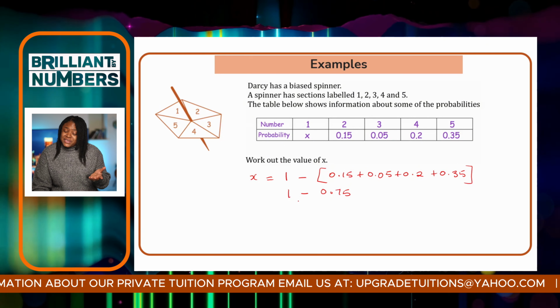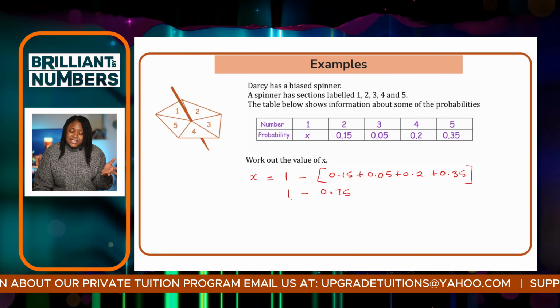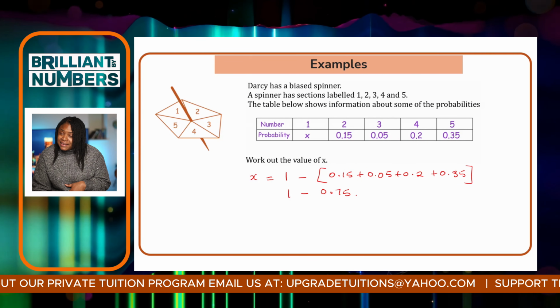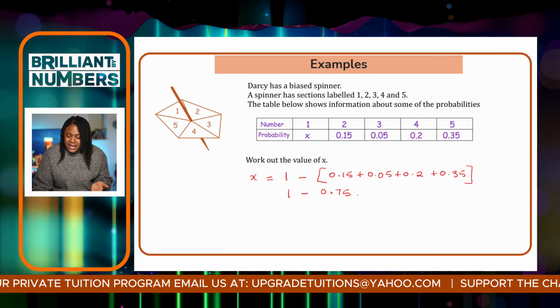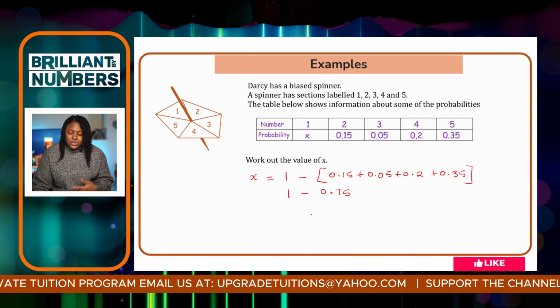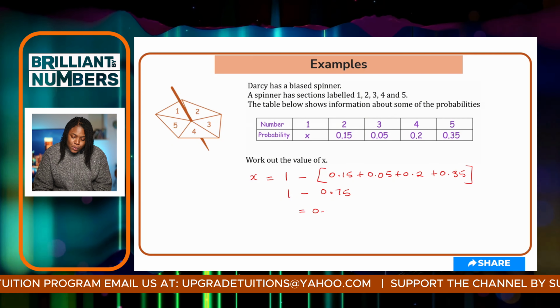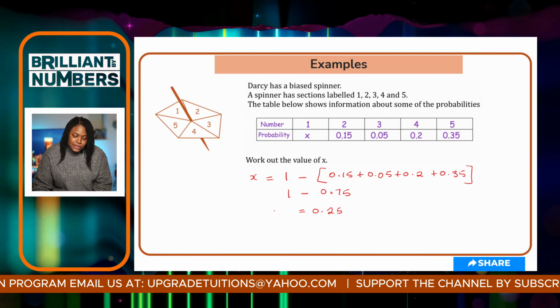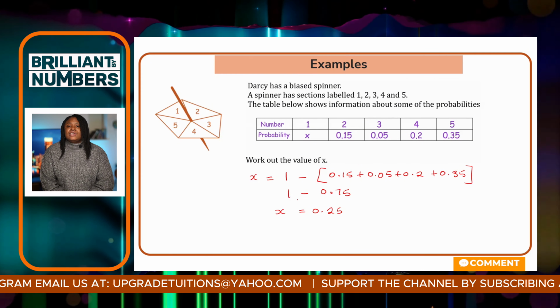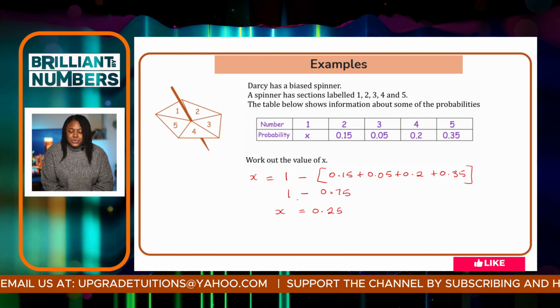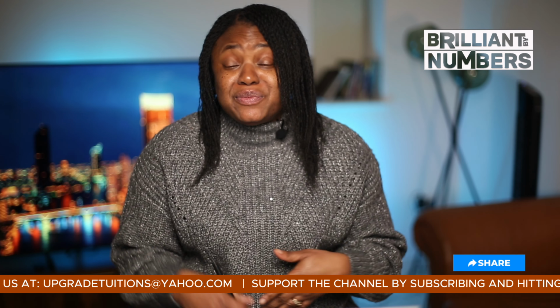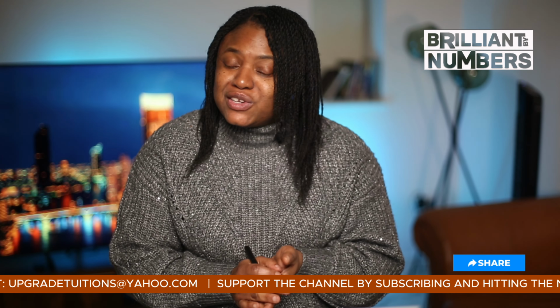An easy way to do this, I can just look and say, if this is 100 and this is 75, then the answer will be 25. So since it's a decimal, it will now be 0.25. So therefore, x is equal to 0.25. So we've done a fraction and we also have done a decimal as well.